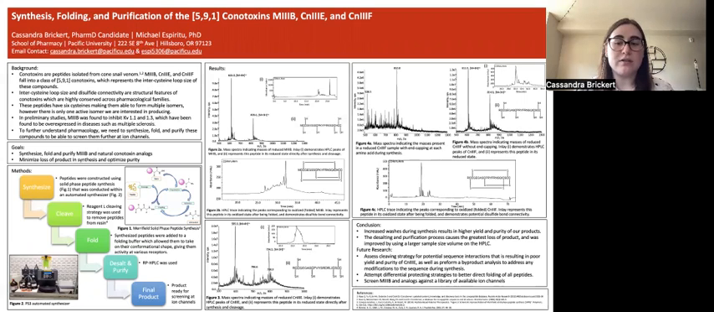So for my results, they are separated by each one of the peptides I was mentioning before. My first section is M3B. Below that is CnIIIE. And on the right side, you'll see the data for CnIIIF. For each of these compounds, I included a mass spectrotrace of what is called the crude peptide, which is just the peptide directly after the synthesis and cleavage process. You are able to see these in figure 2A, figure 3, and figure 4B.